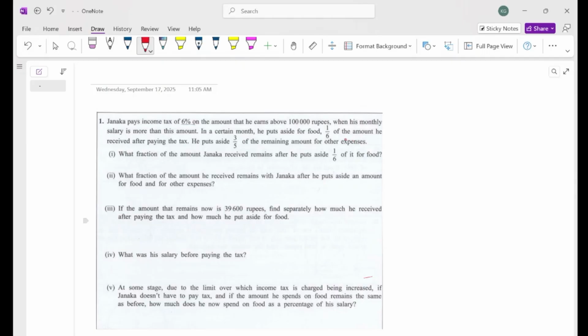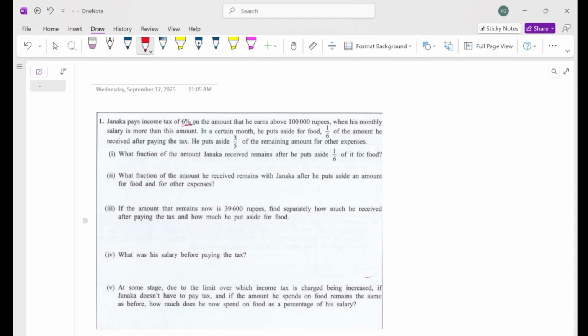Okay, in this question it is very important to understand the amount he received after paying the taxes. Okay, so always what he receives is the amount which is remaining after paying the taxes.